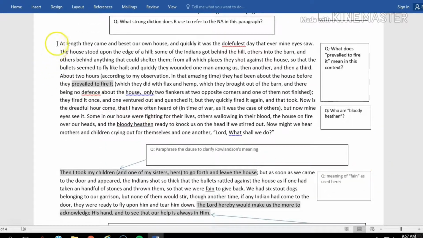Next paragraph. At the length they came and beset our own house, and quickly it was the dolefulest day that ever mine eyes saw.